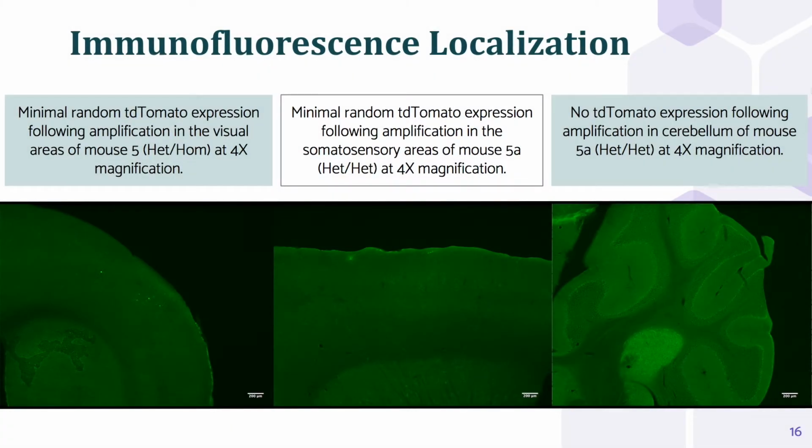There seemed to be minimal random labeling of a few neurons in the somatosensory and visual areas of the isocortex. More labeling was expected here, as these are fairly ZNT3 heavy areas. There was no labeling in the cerebellum, which was expected as there is fairly low expression of ZNT3 in the cerebellum.